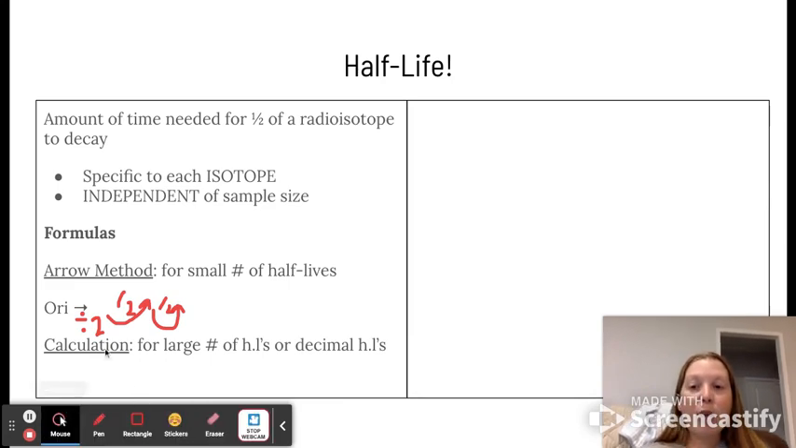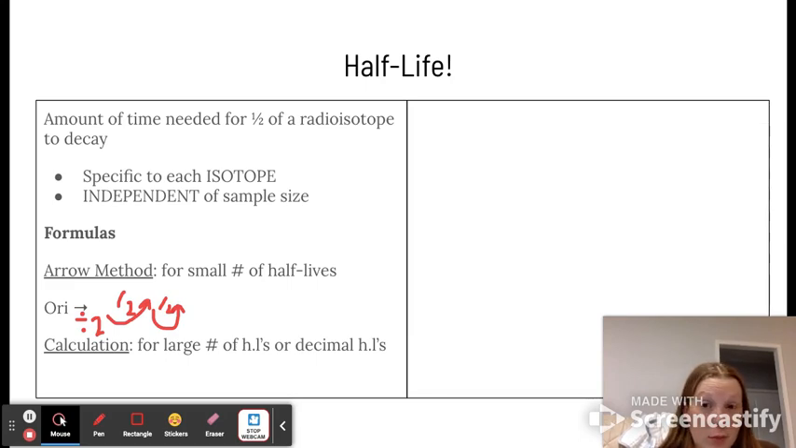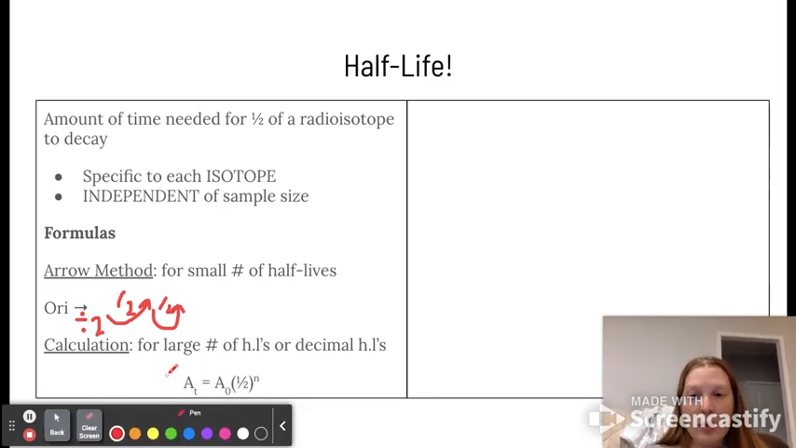And then the calculation, you use this for a large number of half-lives or decimal half-lives. So let's say you go through 1.5 half-lives. You can't really do the math there as easily, so you're going to want to use the calculation. And this calculation is very easy. So this A sub T is your new amount. A sub 0 is your original amount. And then N is your number of half-lives.